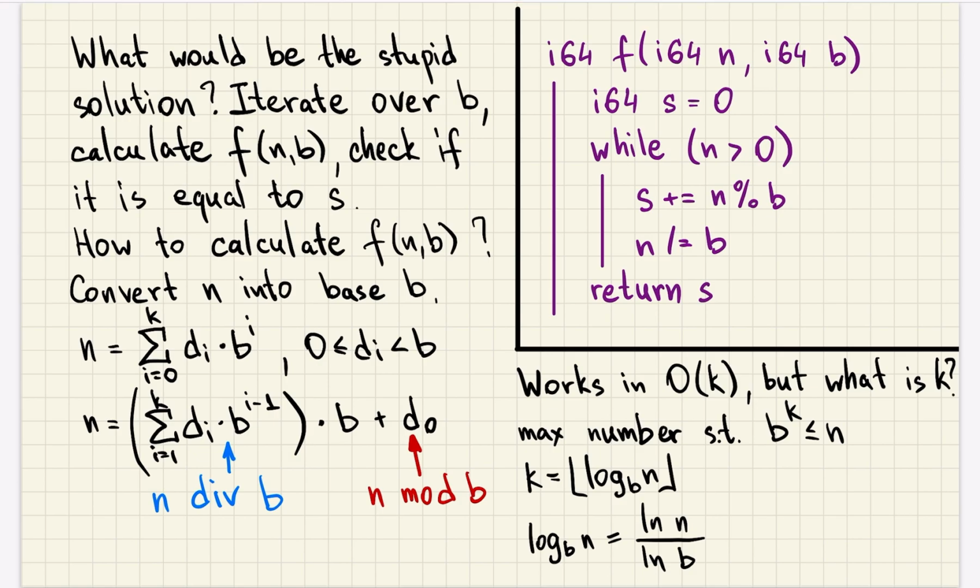So that function works in time proportional to the length of the number in base b, but what is it in terms of b and n? Well, k, the highest non-zero position, should be the maximum number such that b to the power of k is at most n. But by definition then we can say that k is the logarithm of n base b rounded down.